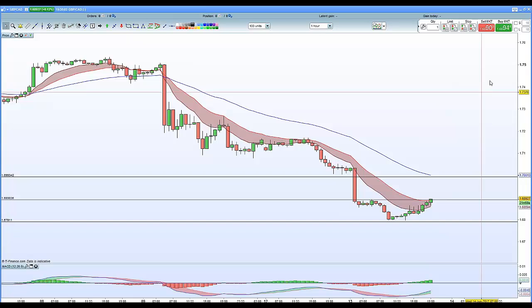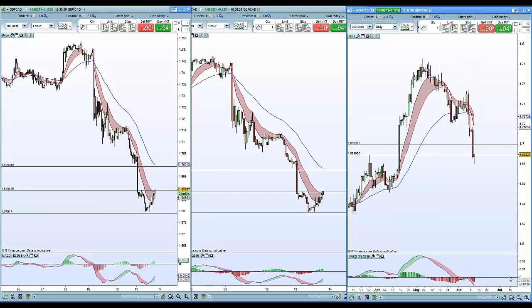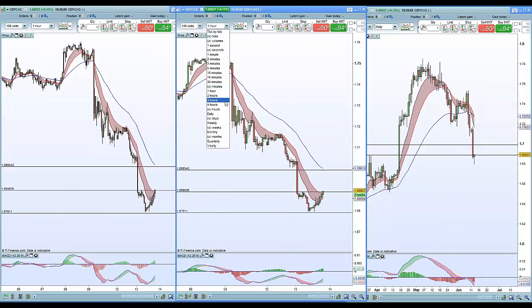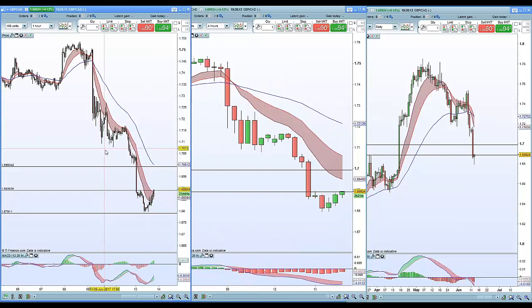Okay, so look at all the charts. The daily, the 4 hour, sorry, change 4 hour, as well as the 1 hour. Everything looks bearish to me. Okay, the question is looking for levels to take a short from.